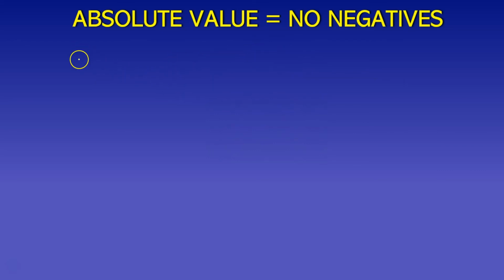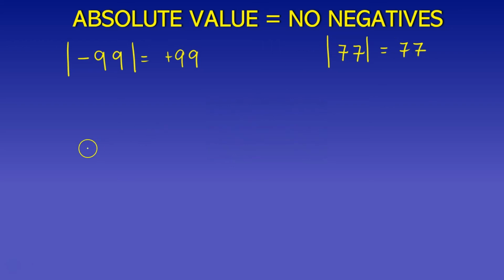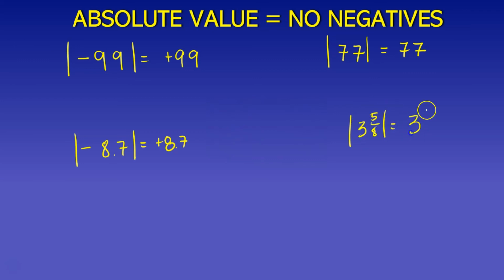Taking that into account, now you know that the absolute value of a negative number like minus 99 is going to be positive 99. The absolute value of a number like 77 is going to be 77. The absolute value of a negative decimal number like minus 8.7 is going to be positive 8.7. The absolute value of a fraction or a mixed number like 3 and 5 divided by 8 is going to be the same thing, positive 3 and 5 divided by 8.